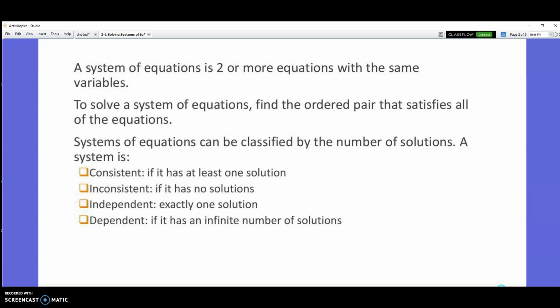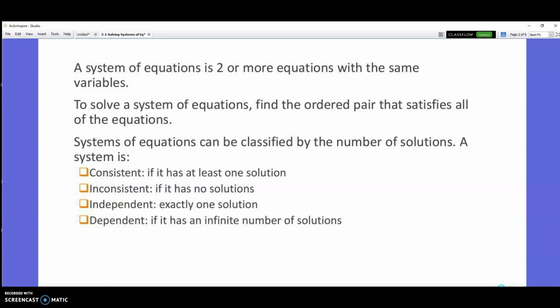A system of equations is two or more equations with the same variable. In order to solve a system of equations, we want to find the ordered pair that satisfies all of the equations. Systems of equations can be classified by the number of solutions that they have. A system is either consistent or inconsistent, so it's one of those two.